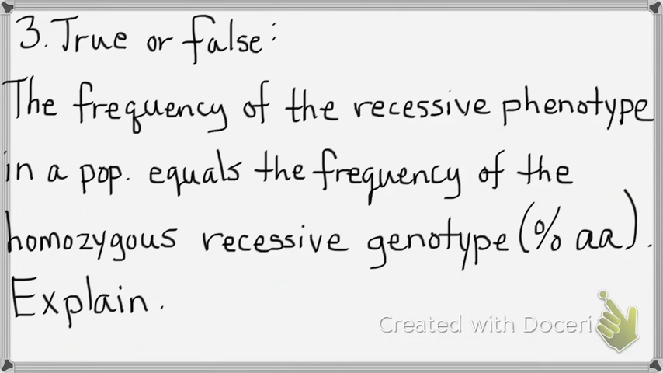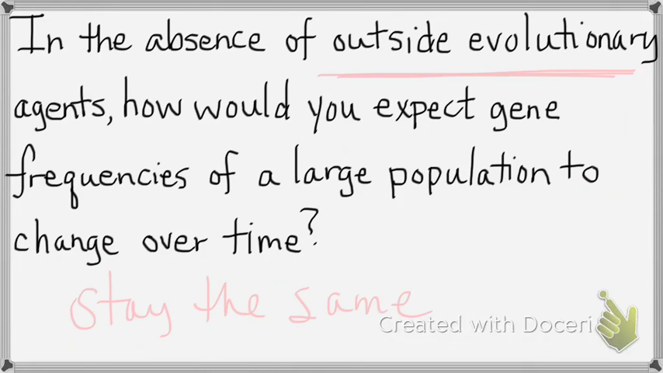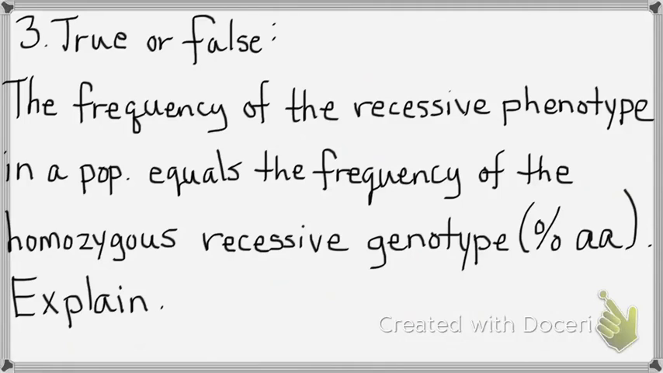Oh, I love number 3. Yes, yes, yes. I love number 3. Everybody take a look at number 3. This one's true or false. Go back up. True or false? The frequency of the recessive phenotype. That means how often you count individuals that are recessive, how often you count them, equals the frequency of homozygous recessive genotype. That means the percentage little a, little a. Why is that false?